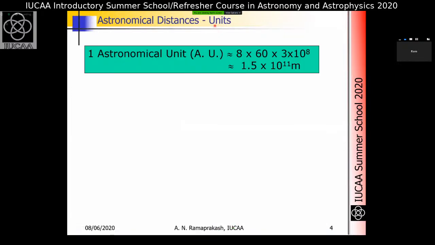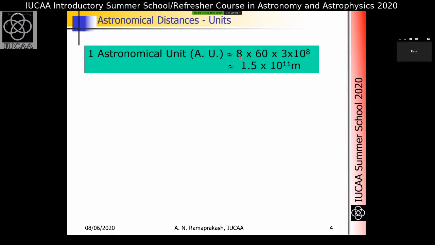Because distances to celestial objects are very large, astronomers use different units rather than meters or kilometers to measure distances to distant objects. And one such unit, as many of you know, is an astronomical unit, which is nothing but the mean radius of Earth-Sun distance, or mean radius of Earth's orbit around the Sun.